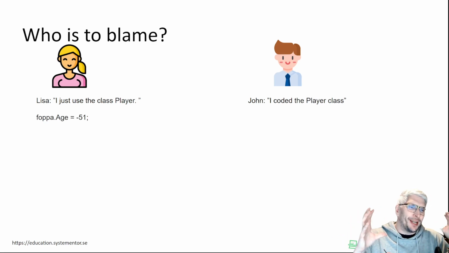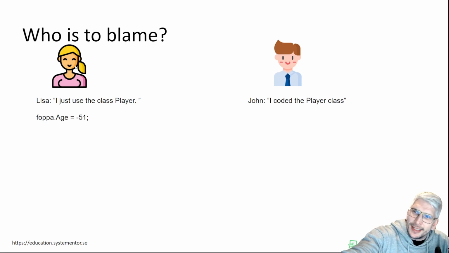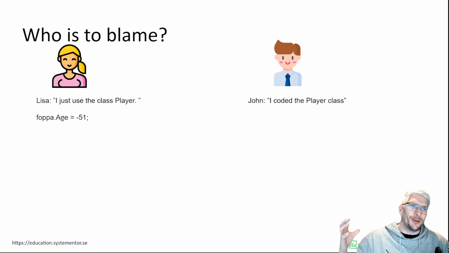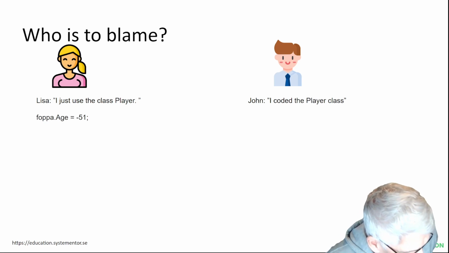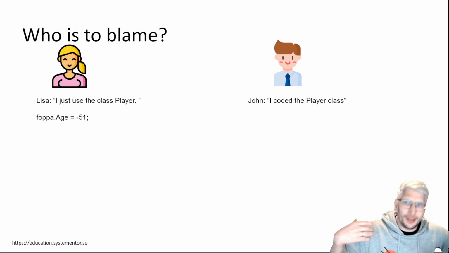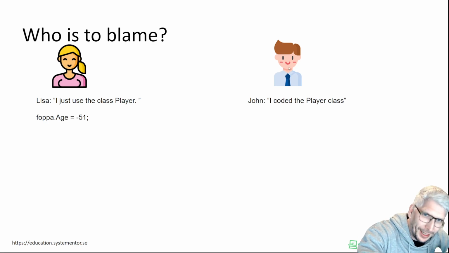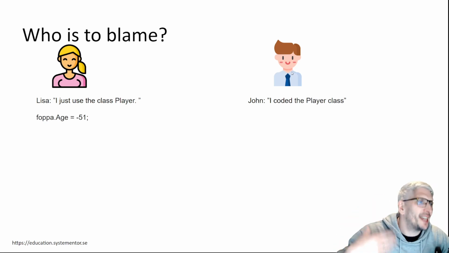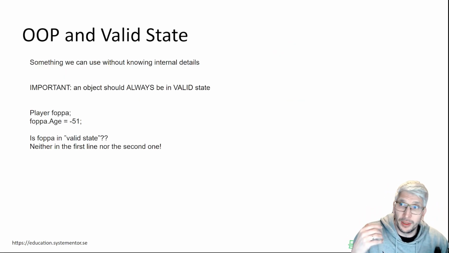The reason why we're doing this is that the programmer using the class should not be blamed. I just used the class Player, says Lisa, and she shouldn't need to know the internal details, and she shouldn't need to know what the valid values are. John, who coded the Player class, it's his responsibility to create a class that is almost impossible to misuse. So that's the point.